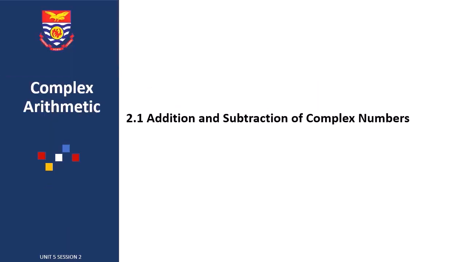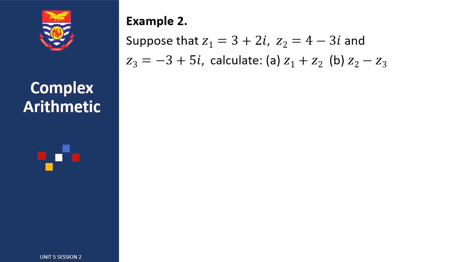Addition and subtraction of complex numbers. To add two complex numbers, we add their real and imaginary components separately and use the distributive rule for the imaginary parts. Example 2 explains that rule. Suppose that z1 equals 3 plus 2i, z2 equals 4 minus 3i, and you also have z3. You want to find the first one.